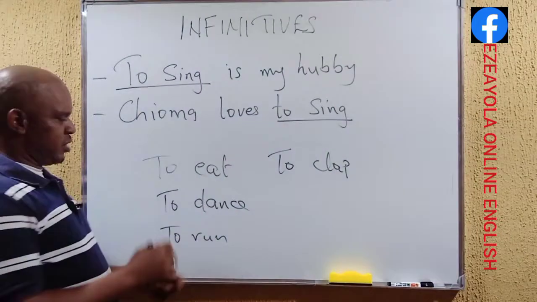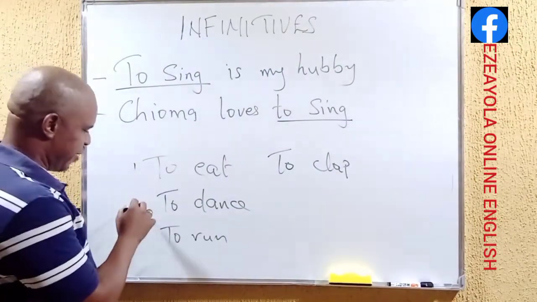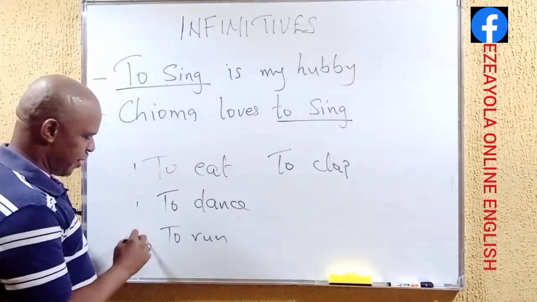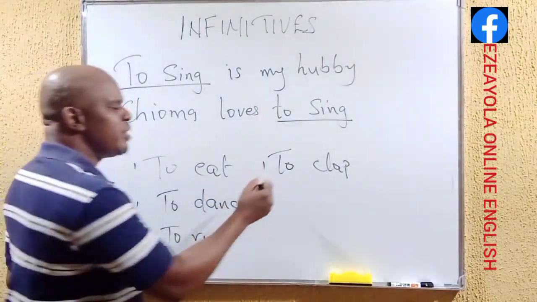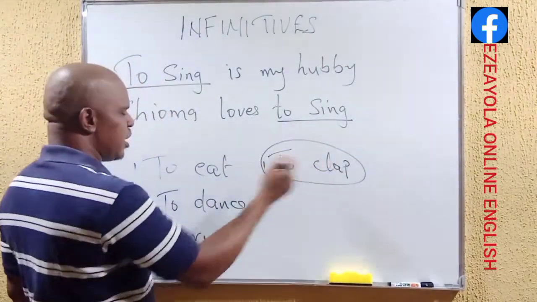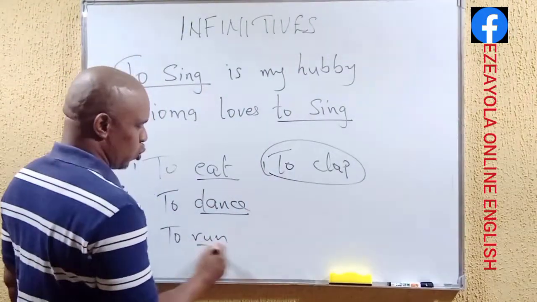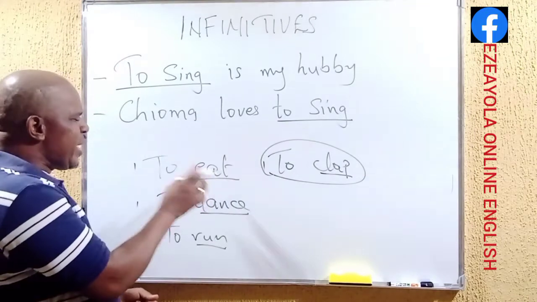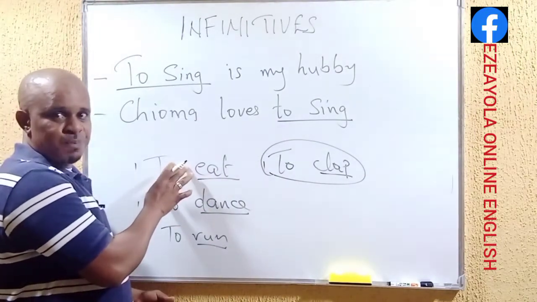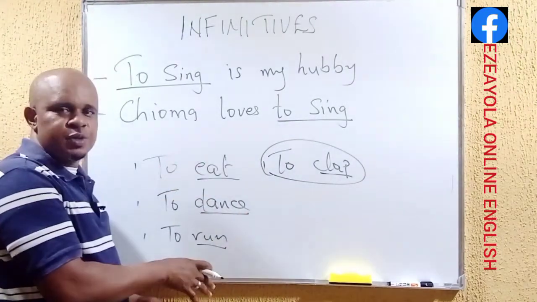Now look at all this. Number one, to eat. We have to dance. We have to run. And we have to clap. All these things are infinitives because the second words from under each of them are all verbs. And then we have "to," which precedes those verbs.